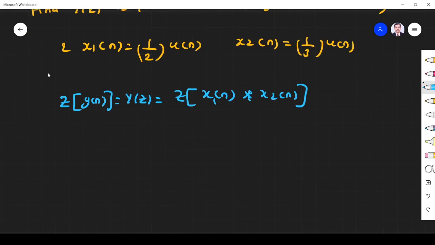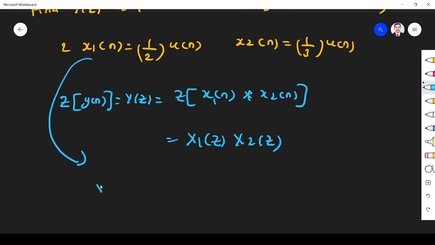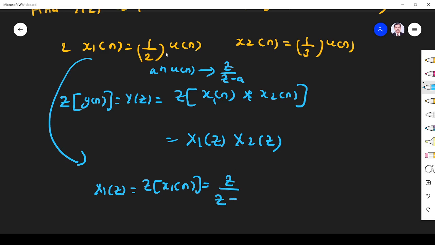So what will happen? It is convolution, because multiplication in the z-domain. That's what we have studied: x1 of z into x2 of z. If you take the transform of x1 of n, it is a^n, and the transform of a^n is z by z minus a. So I can write it as z by z minus 1 by 2, with a replaced by 1 by 2. Similarly, x2 of z is equal to z by z minus 1 by 3.